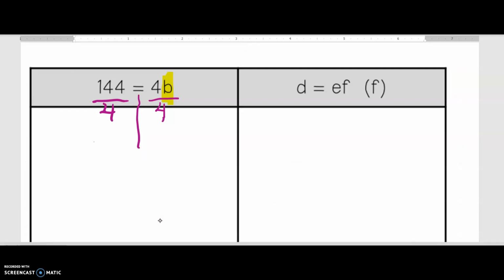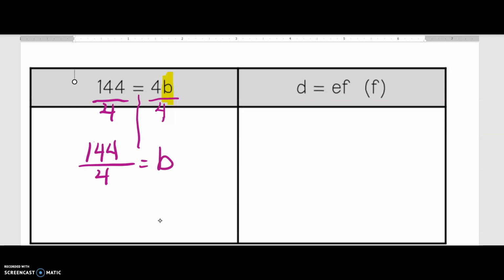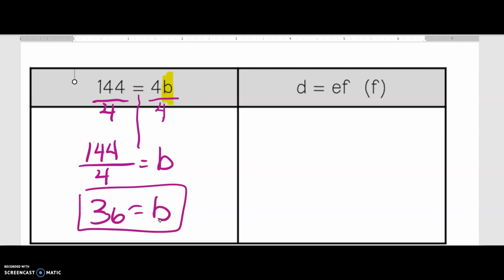I'm going to go ahead and write this out. And that is 144 over 4 is equal to 1b, because 4 divided by 4 is 1, so we just have 1b left over there on the right. And now we have to simplify our fraction. Anytime we have a fraction, we need to reduce it as far as we can. 144 over 4 simplifies to simply 36. So we have 36 is equal to b. And that becomes our final answer.